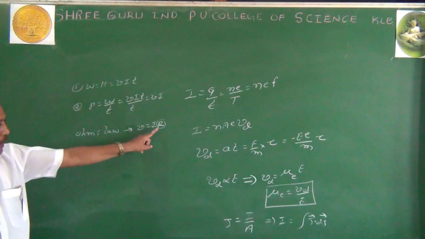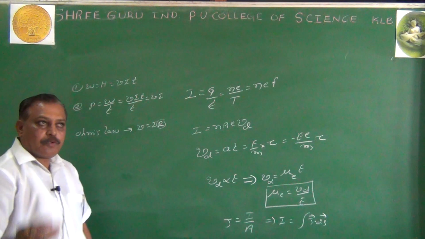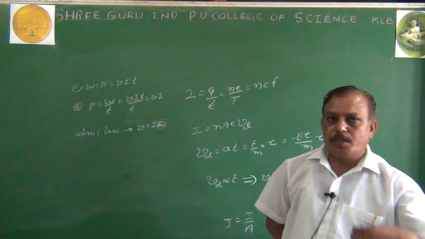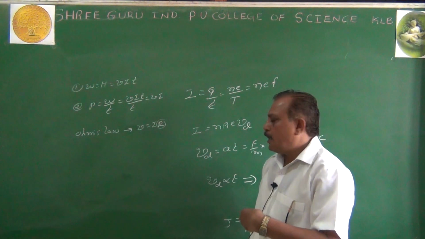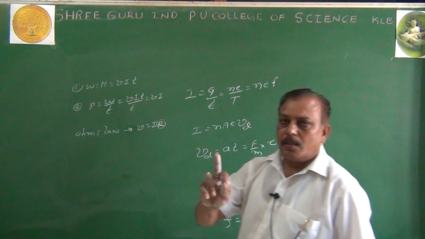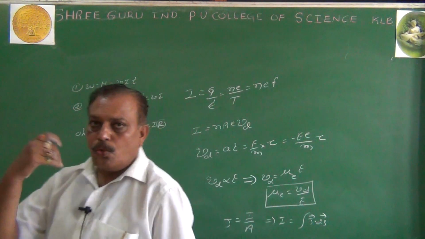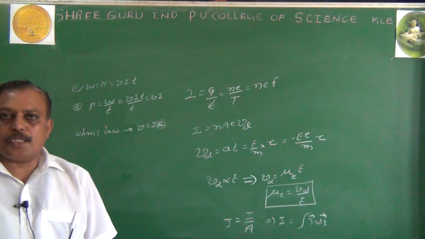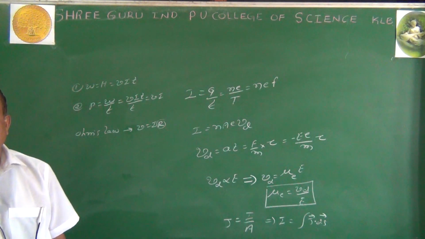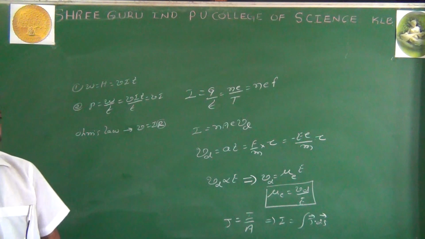So, the resistance is a result of what? Collision of the electrons during the motion. Due to that collision, opposition is offered to the flow of electrons. That results in resistance. More collision, more resistance; less collision, less resistance. No collision, no resistance. That zero resistance is nothing but superconductivity. That is a different factor.